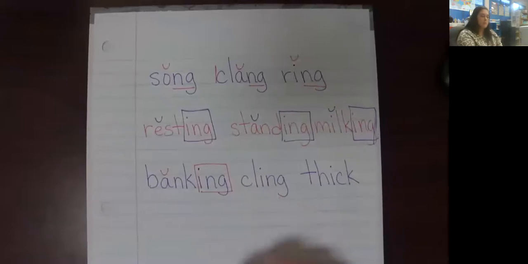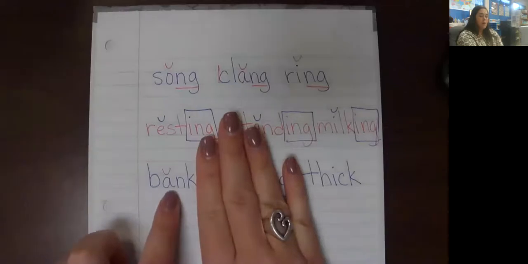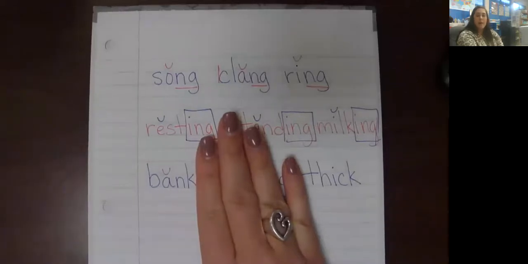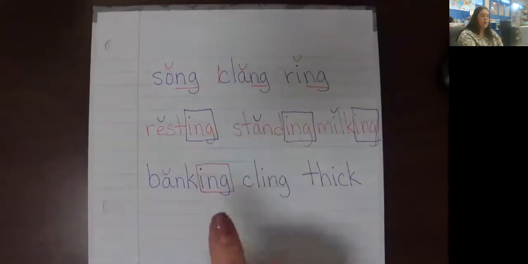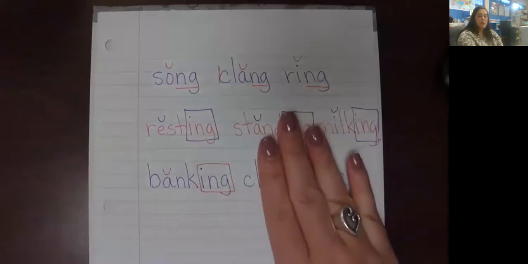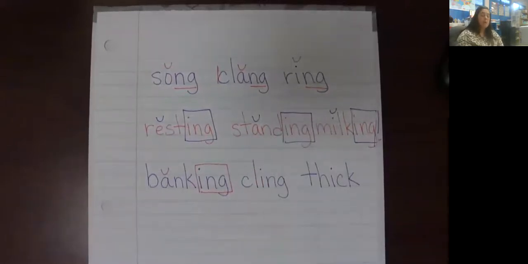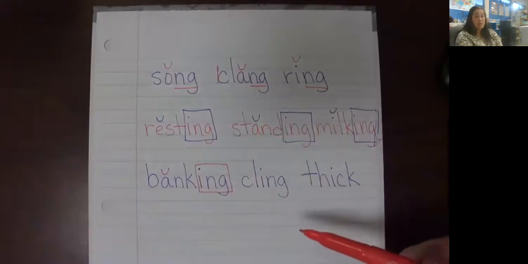Let's look back over here. I'm going to cover up ing. I still have to have a word. Bank. Is bank a word? It is, so that means ing is a suffix. So anytime you need to see if ing is a suffix, you have to cover it up and see if what's left is a true word. Cl. That is not a word, so we're not going to box in suffix ing because it's not a suffix.